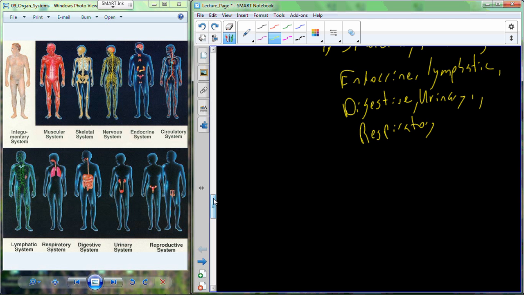This is called external respiration. Internal respiration is putting that oxygen into the blood. And then we have ventilation, external respiration. Internal respiration is moving the gases into the tissue and out of the tissue. And then cellular respiration is how we generate our ATP.